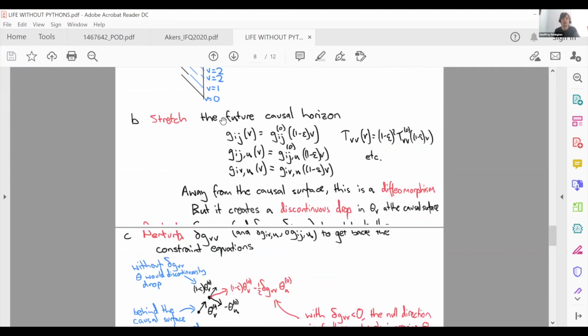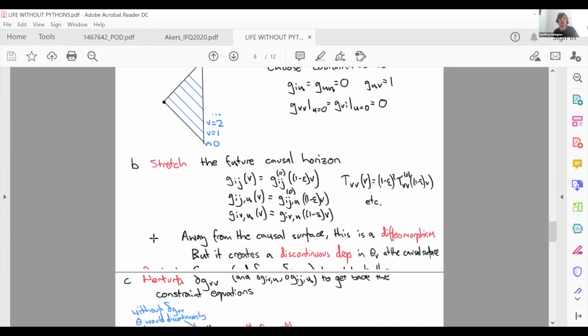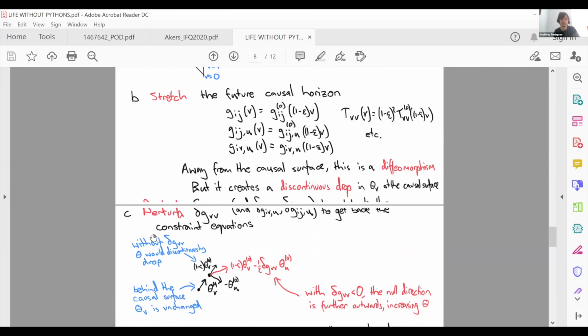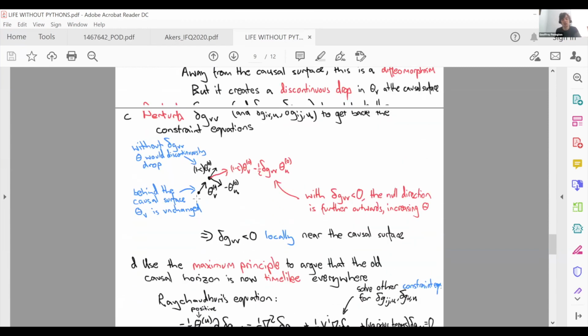Okay, so G_VV was previously equal to 0 at u equals 0 on the future horizon. That's just saying that the future horizon was null. We're going to perturb it slightly. We're going to make the future horizon not quite null. So it's not going to be the future horizon anymore. And hopefully it's actually going to be outside the future horizon.